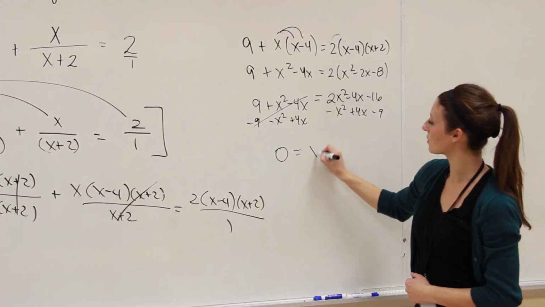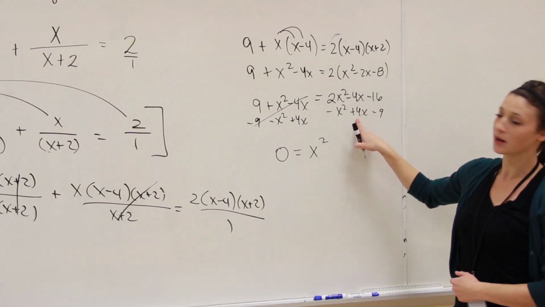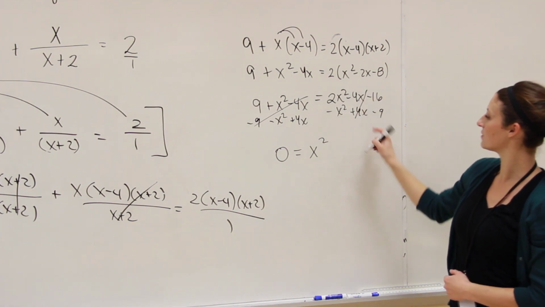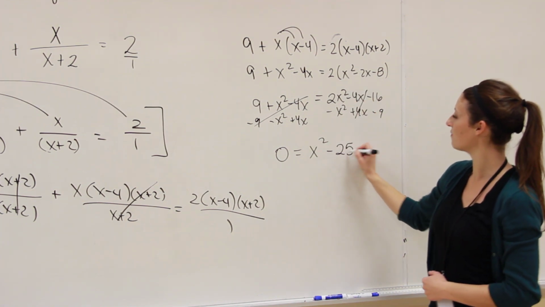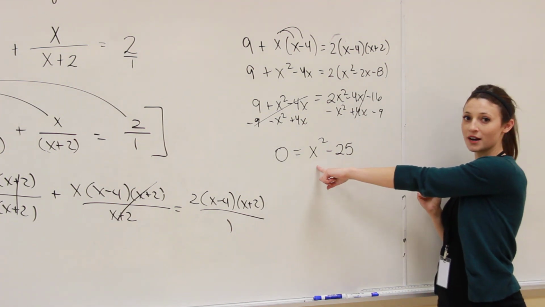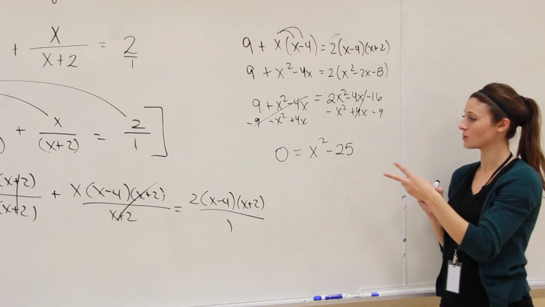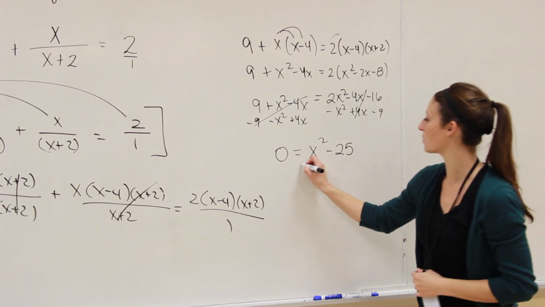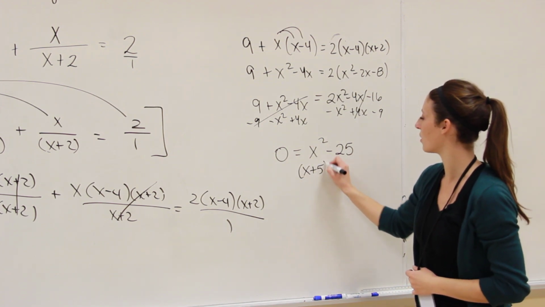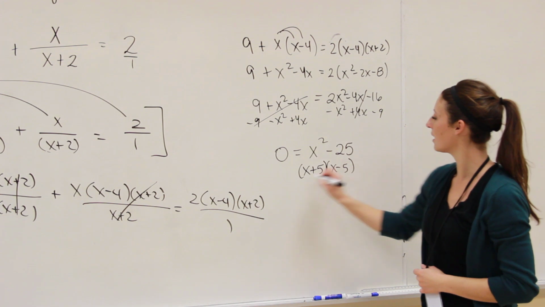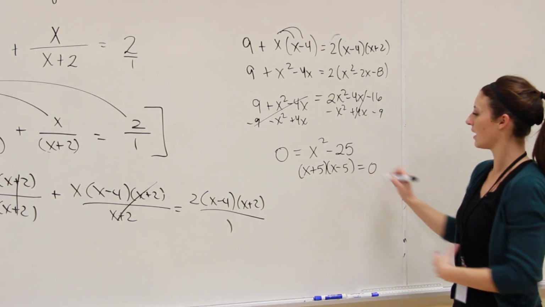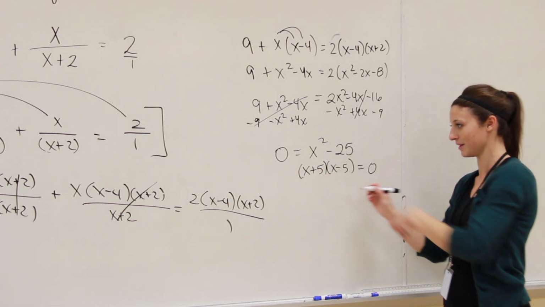2x squared minus 1x squared is x squared. Negative 4x and positive 4x is nothing. And negative 16 and negative 9 is negative 25. I can solve this quadratic one of two ways: use square roots or factor. Since we want you to know the difference of two squares, I'm going to go ahead and factor this. That way, I'm just going to put the 0 over here. I can demonstrate the zero product property.